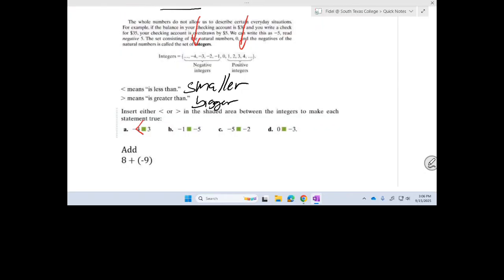-1 and -5 is negative, so in case you can't see it, boom, there's -5, right? Is -1 bigger or smaller than -5? What do you guys think? Bigger, right? Boom, it's going to be bigger. Okay, -5, everyone agree is going to be smaller than -2. What about 0 and -3, y'all? What do you think? Is 0 bigger or smaller than -3? What do you think?